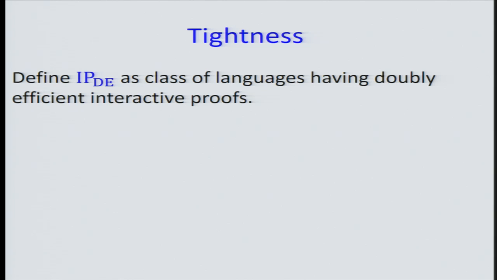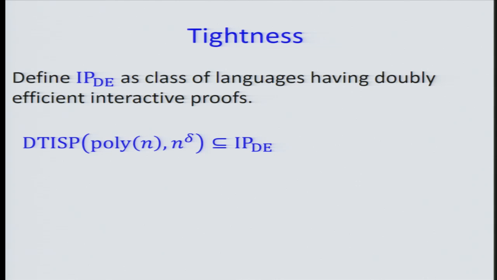OK, so I'm going to tell you more about the proof of this result, but let's see how tight it is. So let's define the class IP subscript DE as a class of languages having such doubly efficient interactive proofs. What our result shows is that this class contains the class of time poly n and space n to the delta. This is our main result. It's obvious that this class is contained in the class P because both parties are polynomial time. So what can you do more than that?